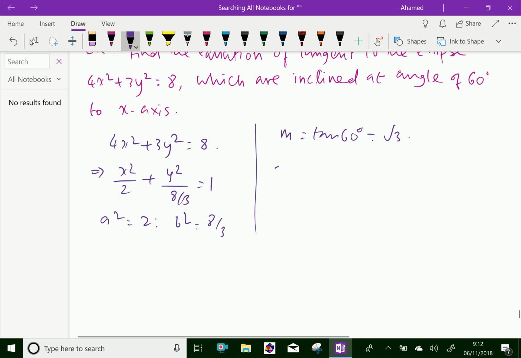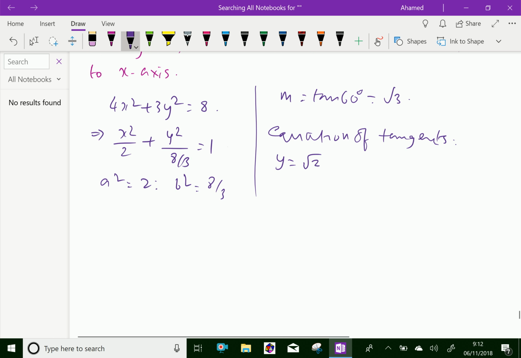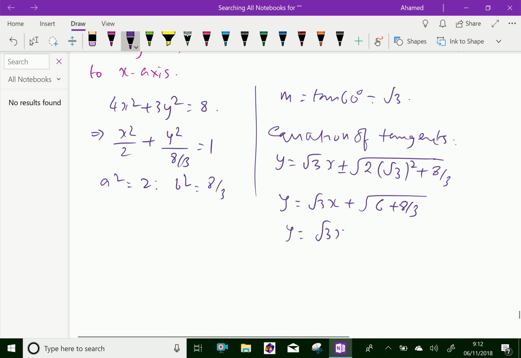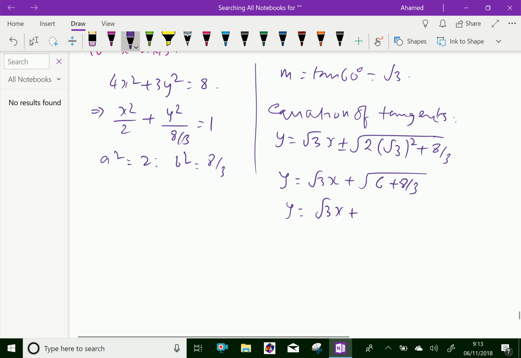Now therefore the equation of tangents is y equals mx plus c, that is root 3 x plus or minus the square root of a squared m squared plus b squared, where a squared is 2, m squared is root 3 squared, plus b squared is 8 over 3. Therefore y equals root 3 x plus or minus the square root of 3 into 2, which is 6, plus 8 over 3, which gives y equals root 3 x plus or minus root of 18 plus 8 over 3, that is 26 over 3.